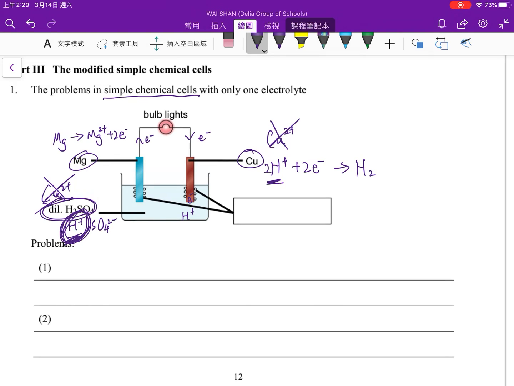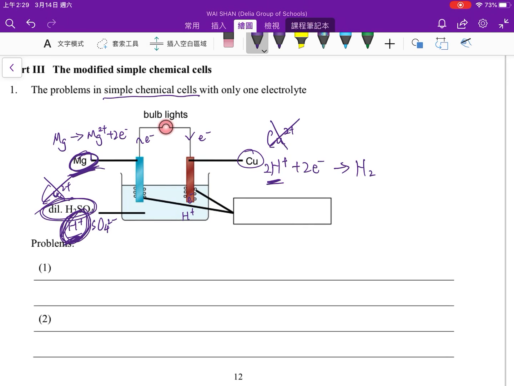But this battery is very inefficient. Why? There are two problems for this kind of cell. The first problem, you can look at the negative electrode, Mg, a reactive metal.